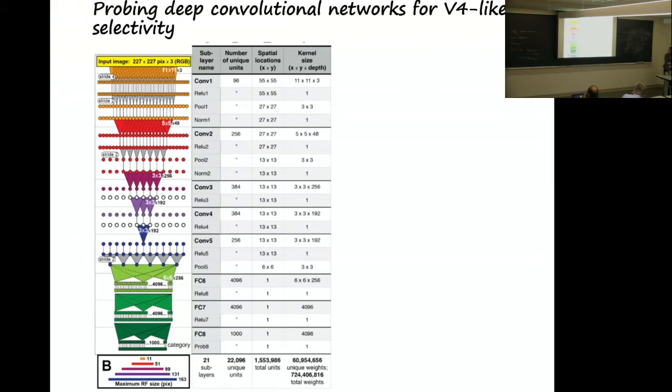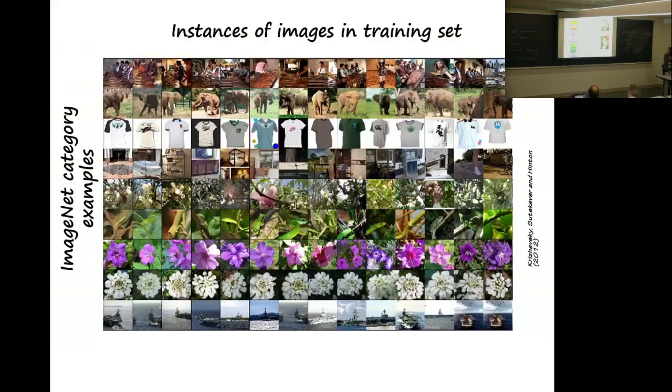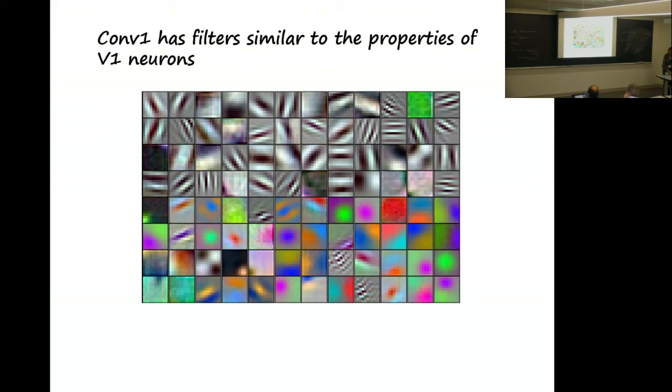Our interest is not in asking whether the nets are like the brain, but in actually identifying individual units that might have properties similar to V4 neurons. So we've mainly been focused on AlexNet, which won the ImageNet contest in 2012. And when I say we, this work is mainly done by Dean Hospital, who's a grad student in Bear's lab. And I won't go through the details of training or validation of this model because we got a tutorial earlier today on deep nets, and I'll go straight to the results.